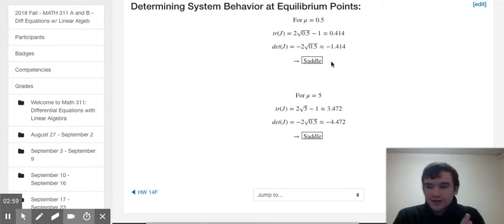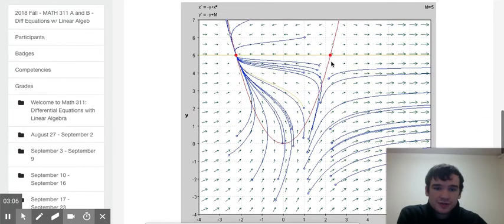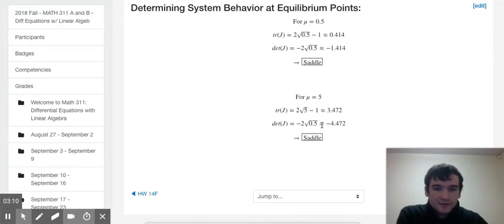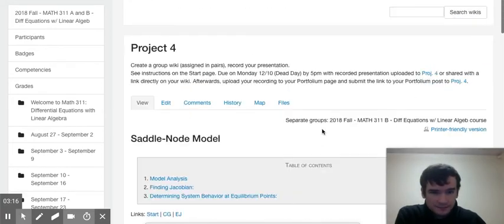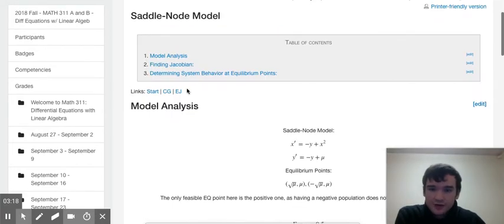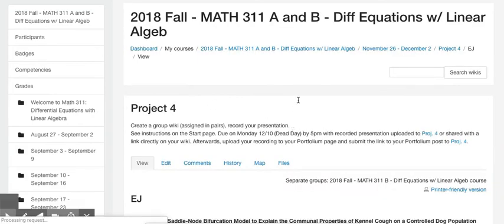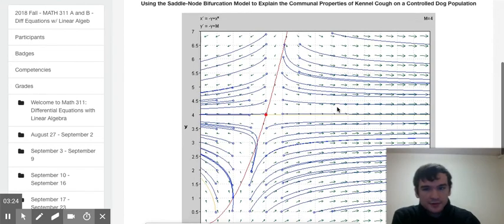So using the trace-determinant plane, this will lie in the third quadrant, which means it's going to behave as a saddle, which verifies what we saw up here. Same thing for when mu is equal to 5, you come out with a positive trace and a negative determinant, which also is a saddle. And now we're going to move on to our representative model. Right here.